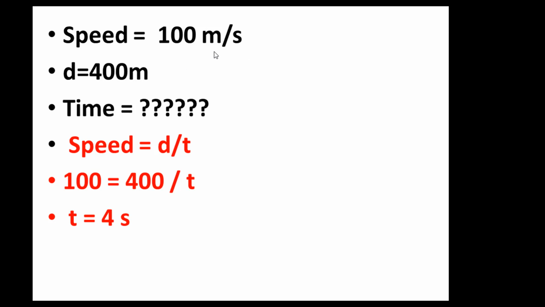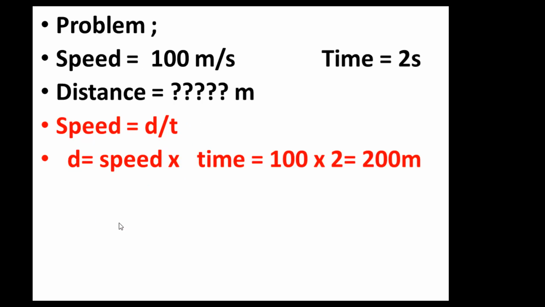Speed equal 100 meter per second. Distance equal 400 meter. I need time. Speed equal distance over time. This is the equation of speed. Substitute speed 100, distance 400 over time. I need 400 over what gives 100. 400 over what gives 100? 4 seconds. Very good.